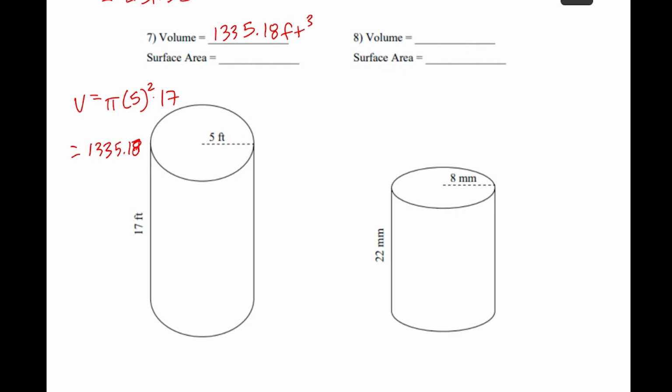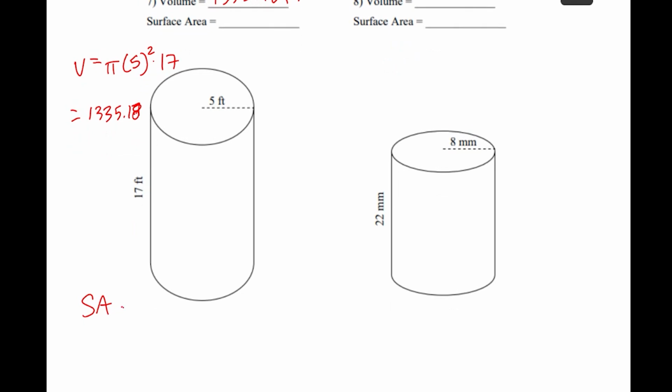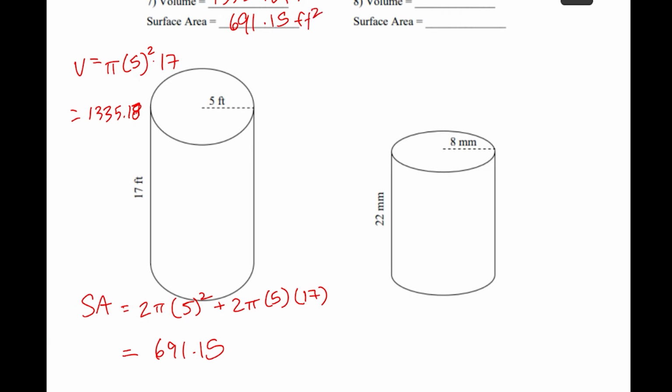And then the surface area, maybe I'll just bring that down here, is 2 times pi r squared. So pi times 5 squared plus 2 pi r times the height, which is 17. So 2 times pi times 5 squared plus another 2 pi times 5 times 17 gives me 691.15. And that is square feet.